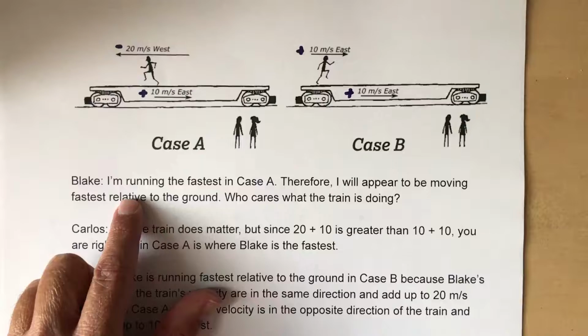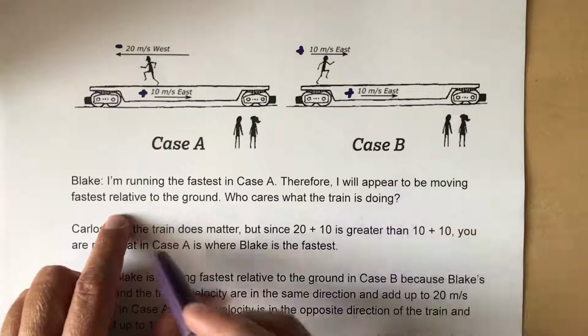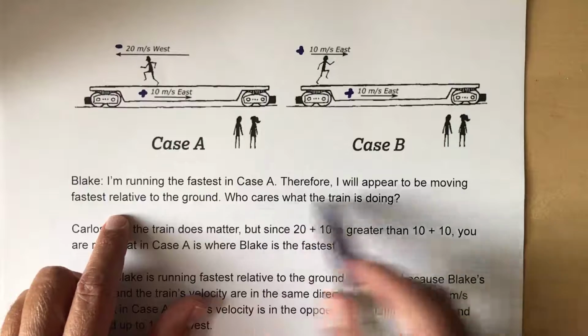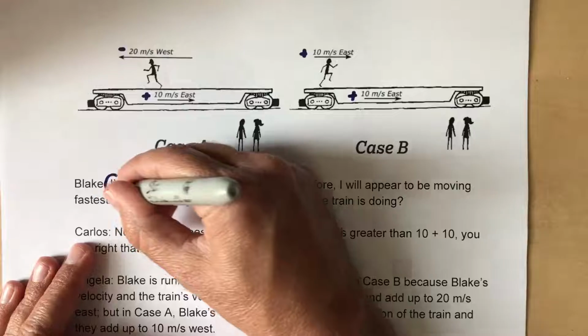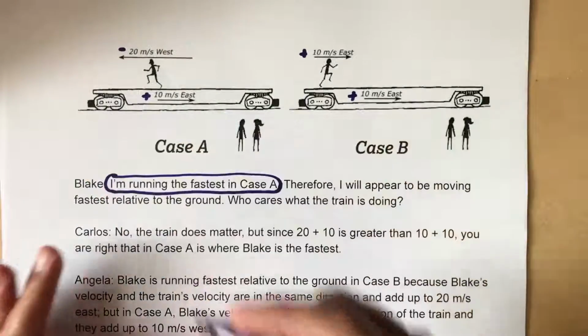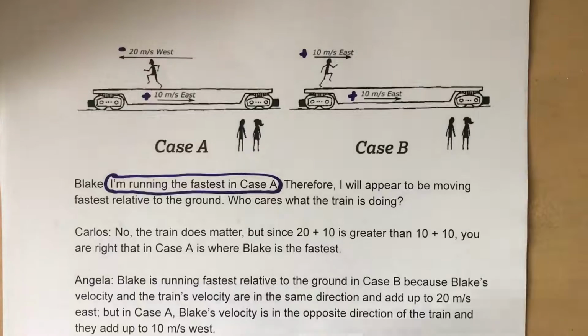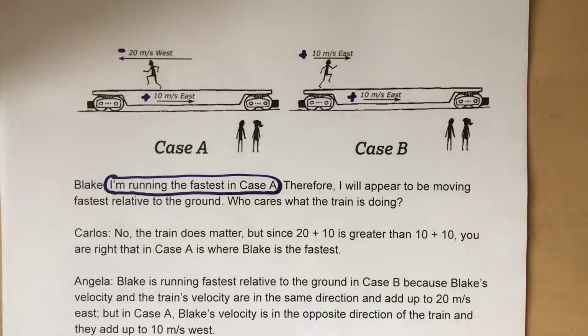So Blake says this: I'm running the fastest in case A. Therefore, I will appear to be moving fastest relative to the ground. Who cares what the train is doing? So from his point of view, you can say that this is correct. Relative to the surface he's on, he is running the fastest in case A. He's running twice as fast here, as far as he's concerned, as he is there. But the rest of what he's saying isn't true.